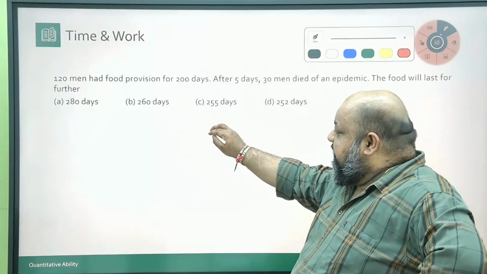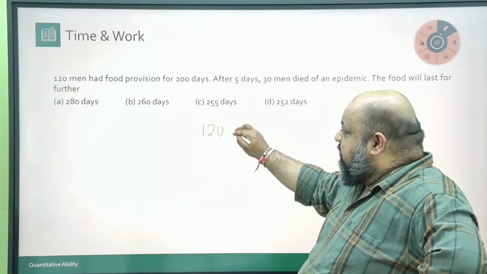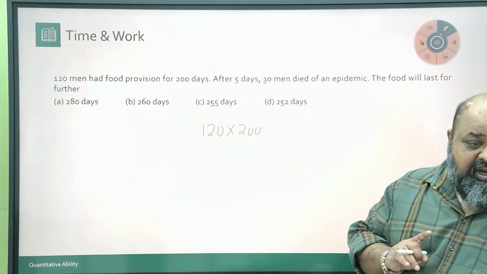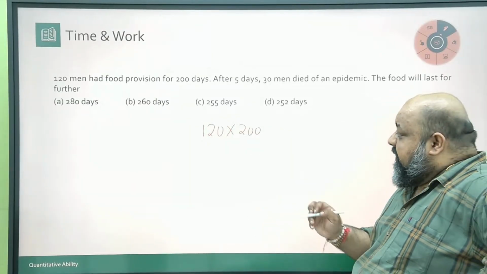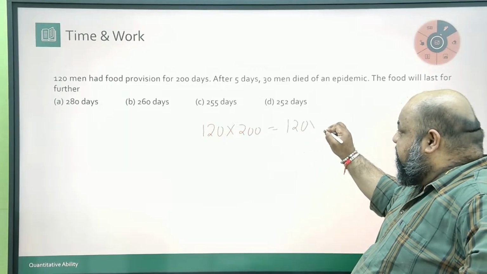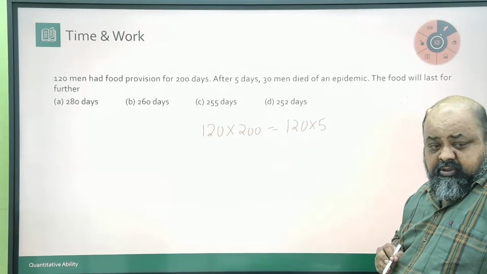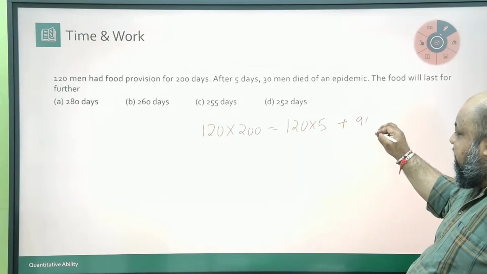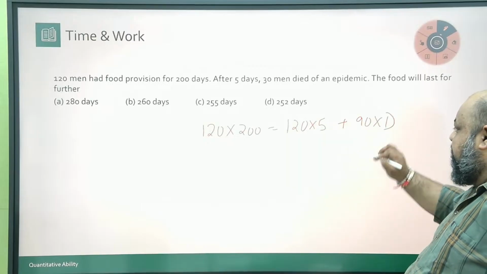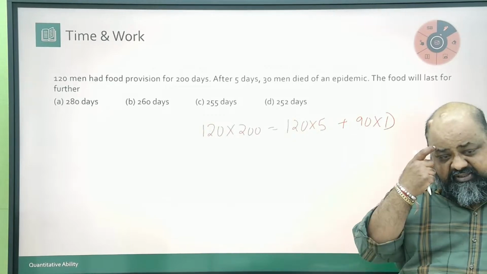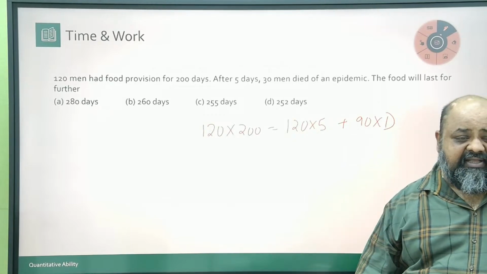The food that was there was for 120 men to be used for 200 days. But this is not how it was used. Instead, 120 men consumed the food for the first 5 days, and then 30 men went away. So 90 men consumed the food for the remaining D amount of days. I get an equation in D, one equation, one variable. I'll get the answer of D is 260.